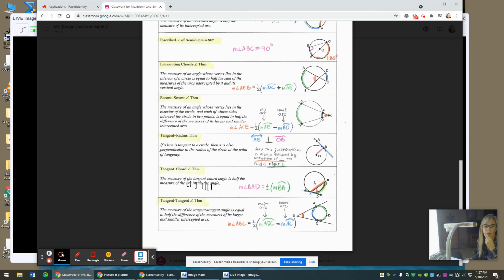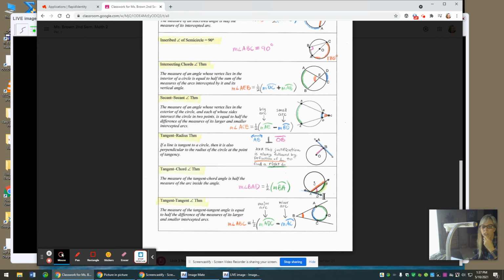All right, another theorem that we are going to use, tangent chord angle theorem. It says, I'm going kind of fast because you can always pause, you can rewind, read it, listen again. The measure of the tangent chord angle.